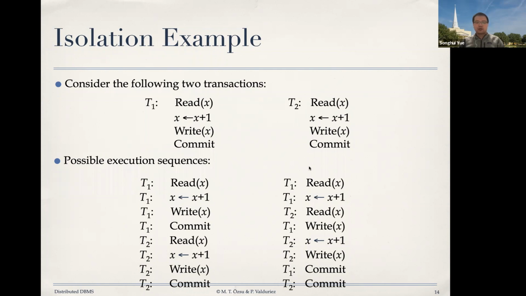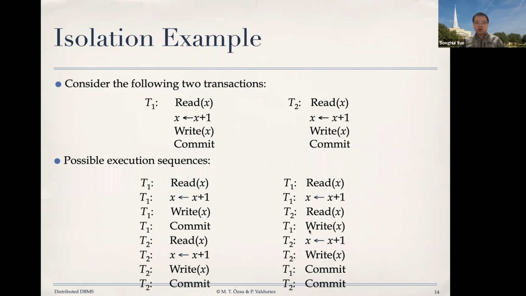However, for T2, if we arrange it in this way, T1 will read X and then do some calculation on X, and then T2 will read X. Currently, this read of X will still read the old value. There's no update for X yet, so this is still the old value.